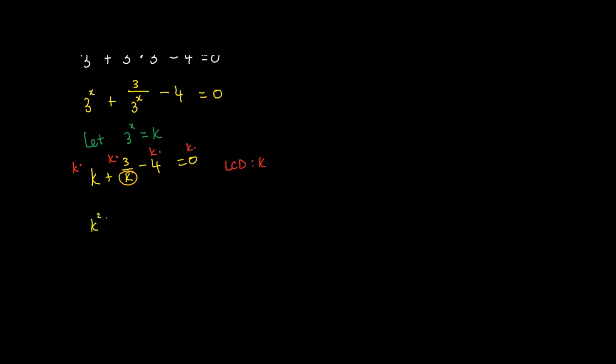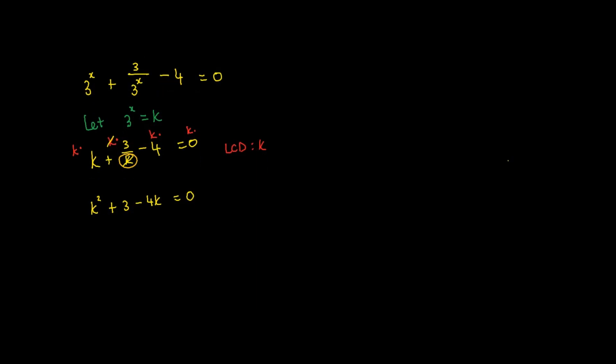k times k, we have k squared. Now, the reason why we multiplied everything by the LCD, both the left-hand side and the right-hand side, is to get rid of that k. So the k is divided off to 1. 1 times 3 is 3, minus 4 times k is negative 4k. 0 times k, as we said, is 0. Now, let's write this in the standard form of ax squared plus bx plus c. So we use our commutative property. We change the order. We have k squared minus 4k plus 3 is equal to 0.